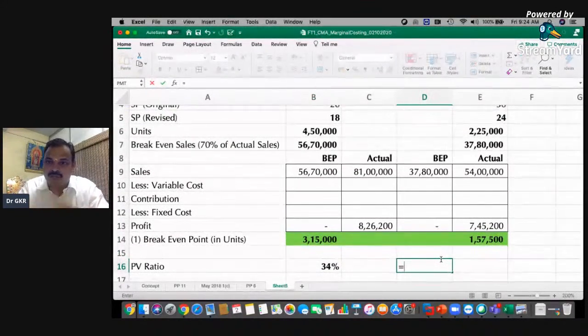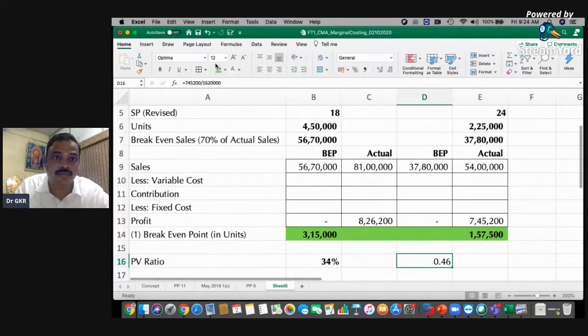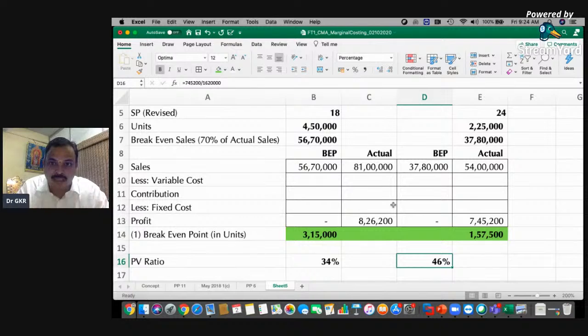Change in profit is change in contribution, which is 7,45,200 divided by change in sales. Change in sales is actually 30% of 54 lakhs, which is 16,20,000. Good. So it is 46%. Very, very important, guys. These two numbers are very important.